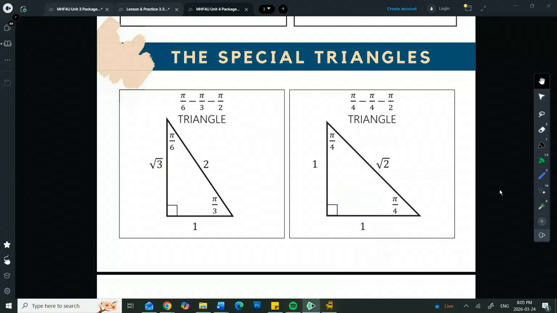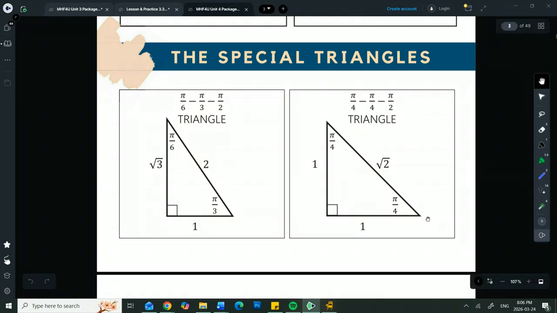Hi everyone, today's lesson is going to cover using the CAST rules and the special triangles in radians to solve trigonometric expressions using radians and exact values. So a couple things that we need to recall in order to do this lesson are the special triangles, which I go over in my radian measure lesson.